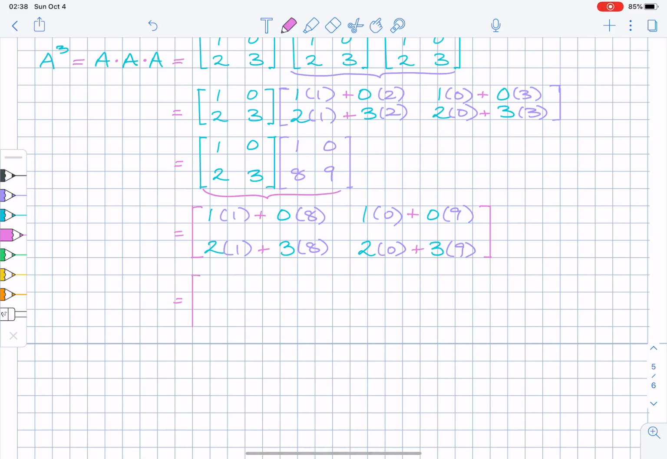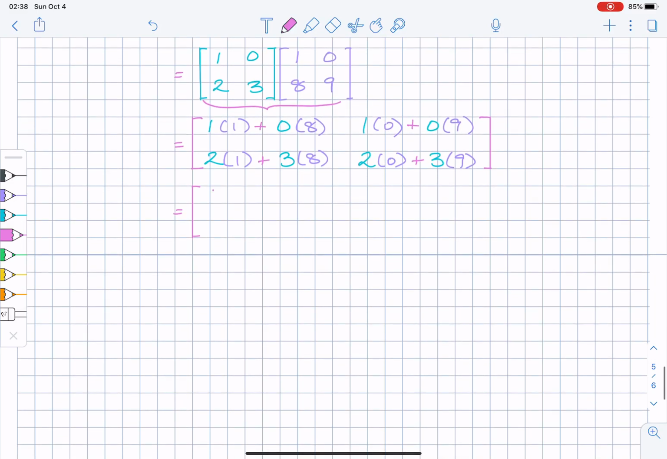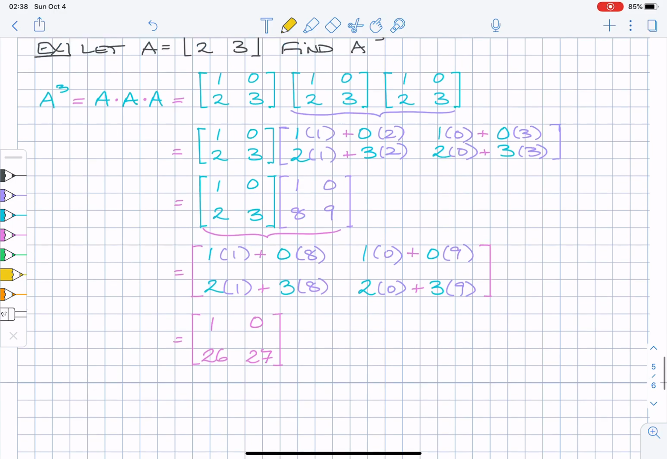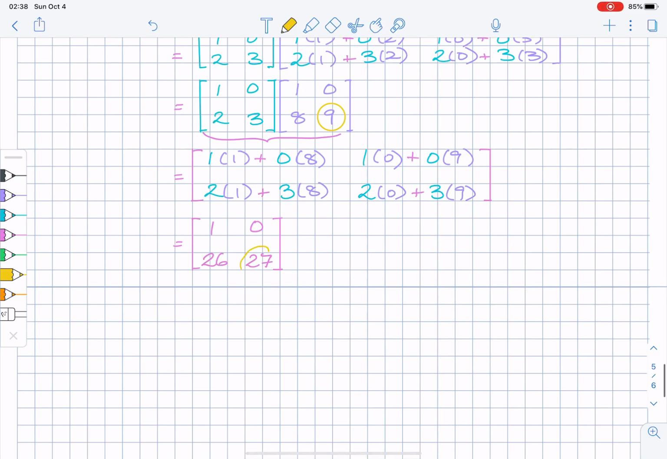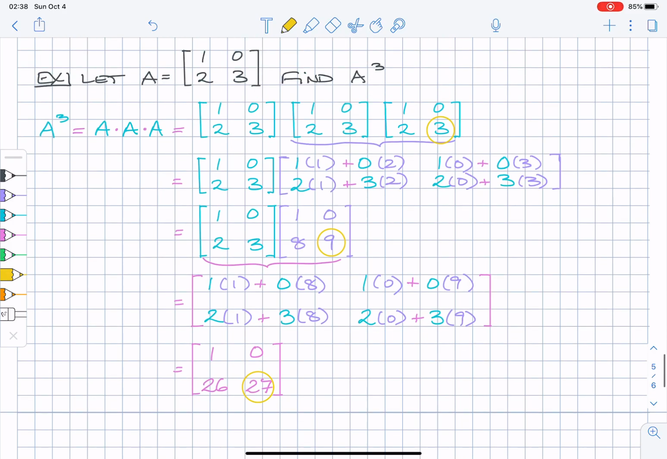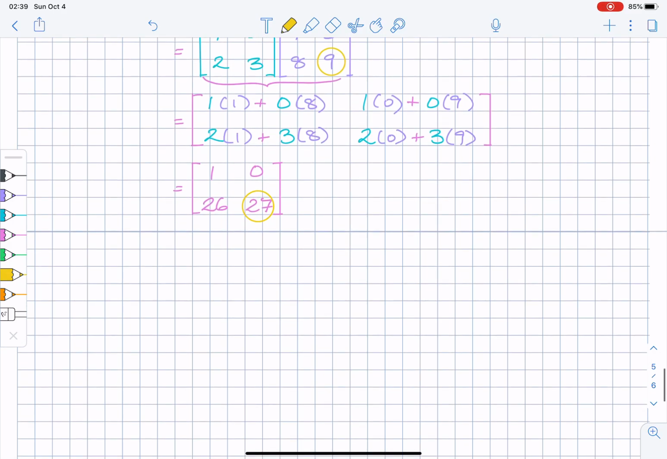Okay, so what do we get when all is done? 1 plus 0 is 1. 2 plus 24 is what? 26. 0 plus 0 is 0. And 0 plus 27 is 27. Notice something interesting about the corners: 3, 9, 27. That's interesting. Okay, so there is a result for A cubed.